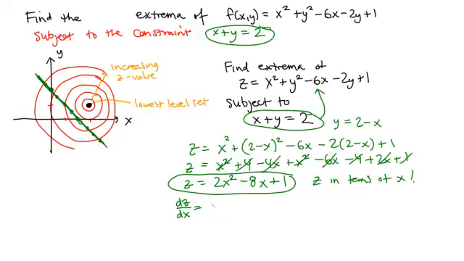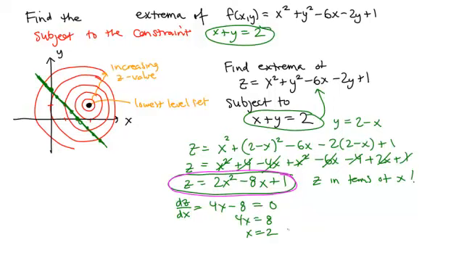Well, the derivative of this with respect to x would be 4x minus 8. Whenever the derivative is 0, we're at critical points. So if we set this equal to 0, we get 4x is equal to 8, or x is equal to 2. And so that tells me that the only place where this particular formula ever takes on an extreme value as a function of one variable is when x is equal to 2.